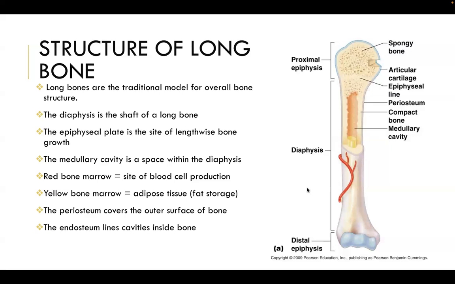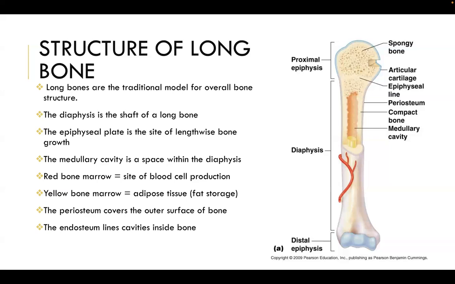So long bone, the diaphysis, the epiphyses, which are the ends of the bone, and then there's articular cartilage around the ends of the bone because this is where it will articulate with another bone. And that's going to cover and cushion the end of the bone. It's going to form a joint.